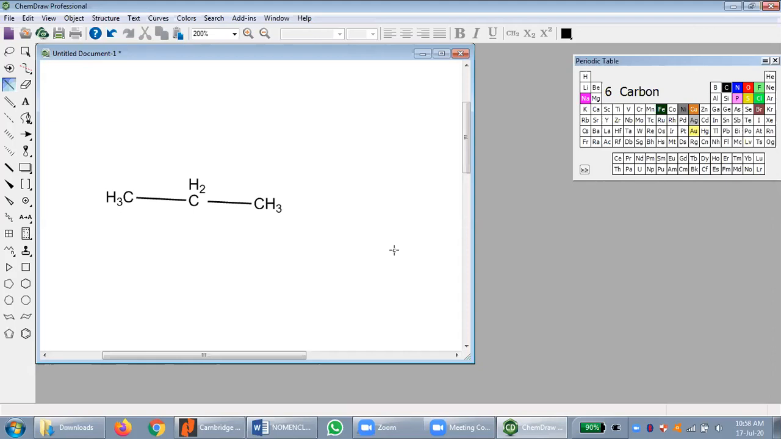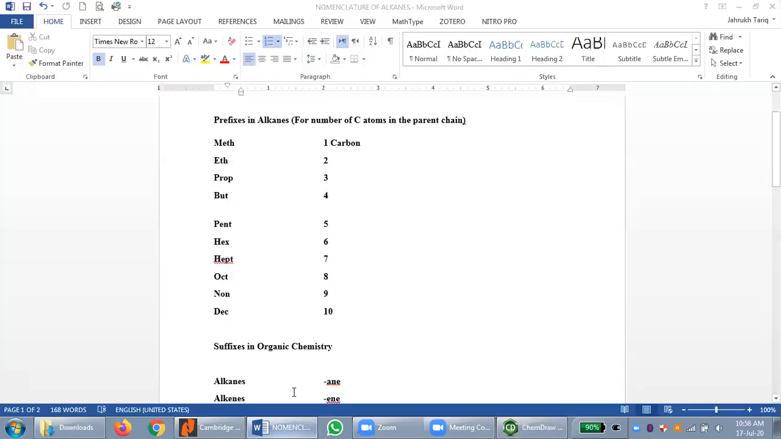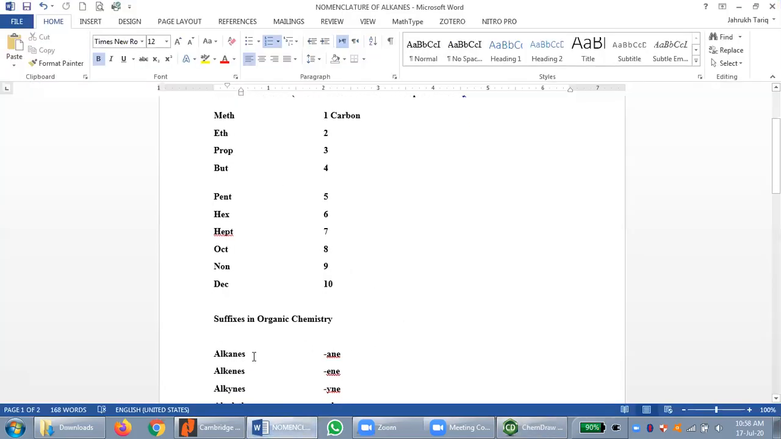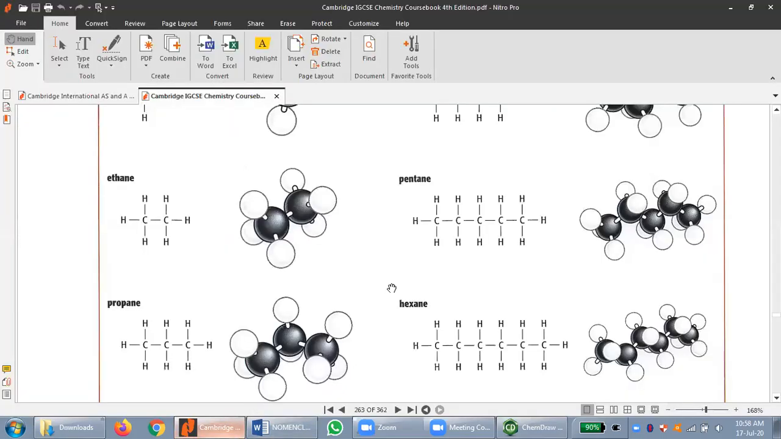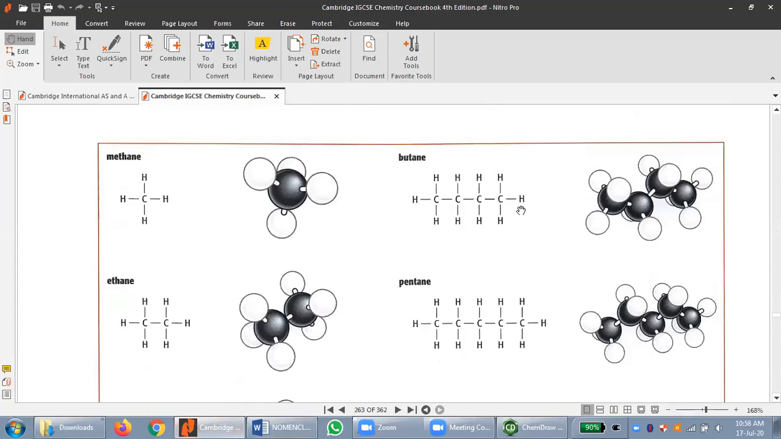Yes sir. Yes, right? And if they are single bonds, what are they supposed to be called? Alkanes. And the suffix for alkane is, what is the suffix over here? Let me highlight that for you. Ane. So the prefix was but, the suffix is ane, the whole name would be Butane. And there you go, you have butane right over here.